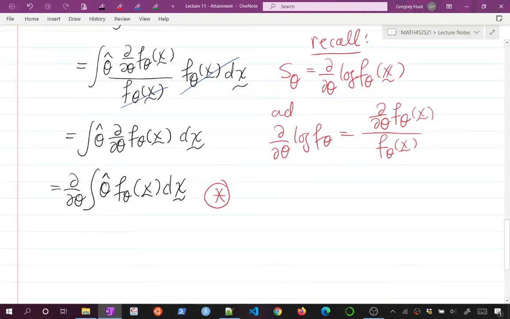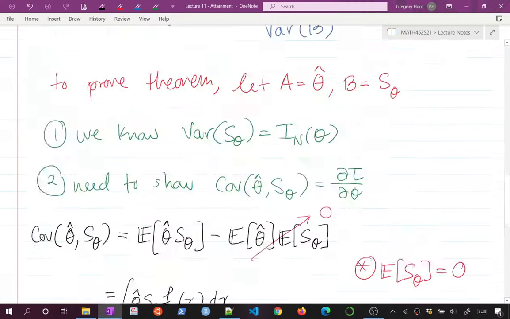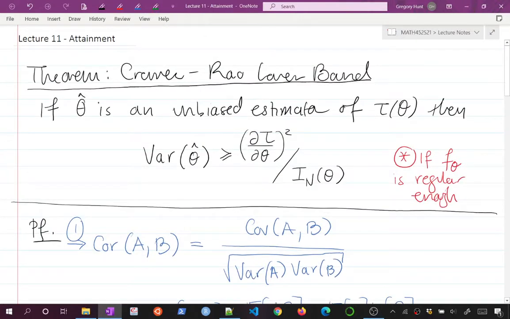Now, this integral is exactly the expected value of theta hat. Right? It's the integral of theta hat, which is a function of x, times the PDF. You integrate that, and that's exactly the expected value of theta hat. And we have a name for that. We were calling that in our theorem tau of theta. If we go back up to our theorem here, tau of theta is the expected value of theta hat. This theta hat is unbiased for tau of theta.